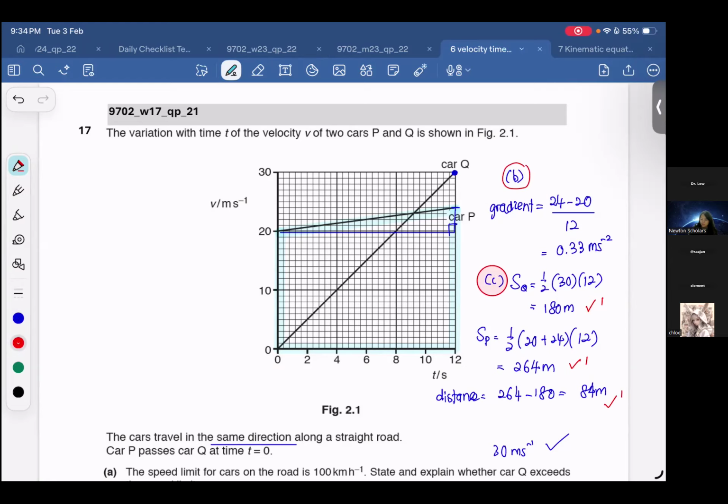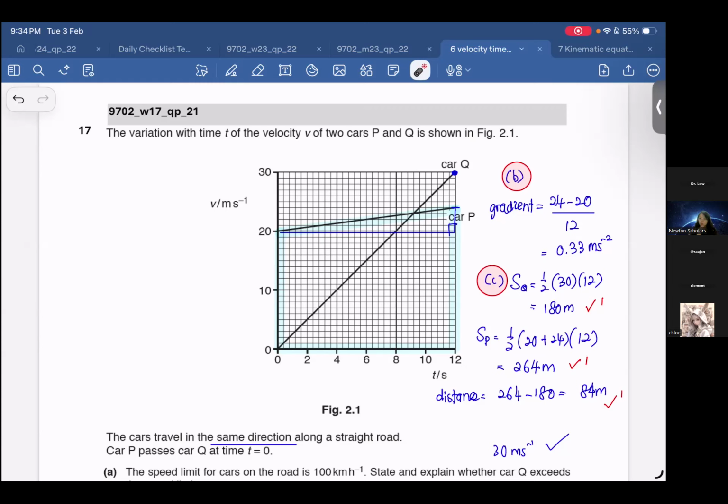Just now was question B. Is that clear? Is that clear for this part? Chloe, okay? How about others? Is it okay? Clement, okay? Sajan, okay? Jiaxuan, okay?